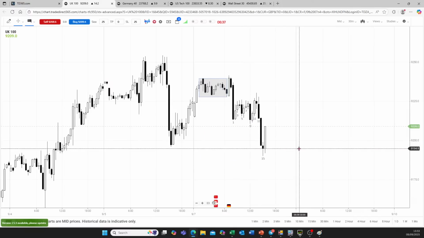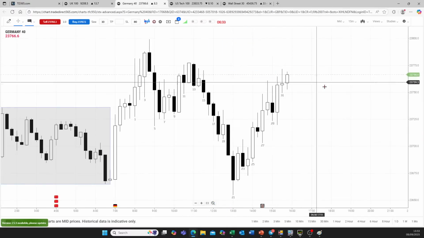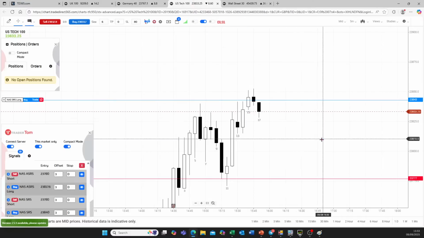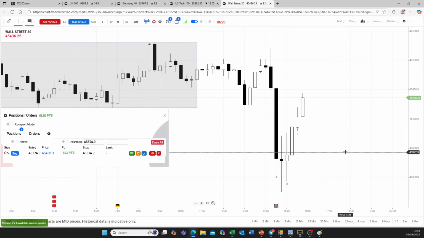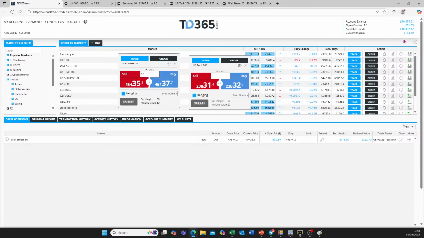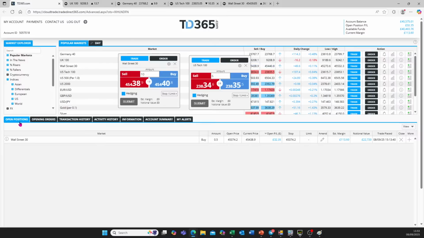The FTSE did actually manage to bounce. DAX is probably doing well as well. NASDAQ is sort of struggling a little bit above the double top, and the Dow is doing very well. Overall, I started the day at £50, and then my deposit went in, as you can see, and since then we've added about 500 or so pounds to it.